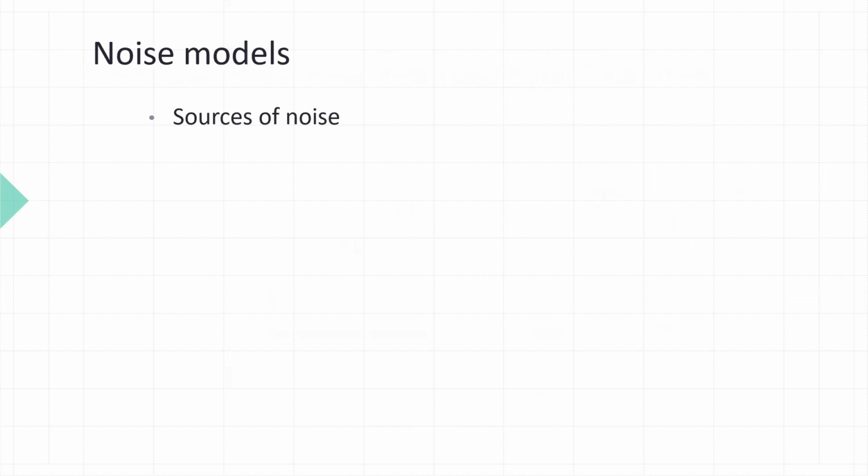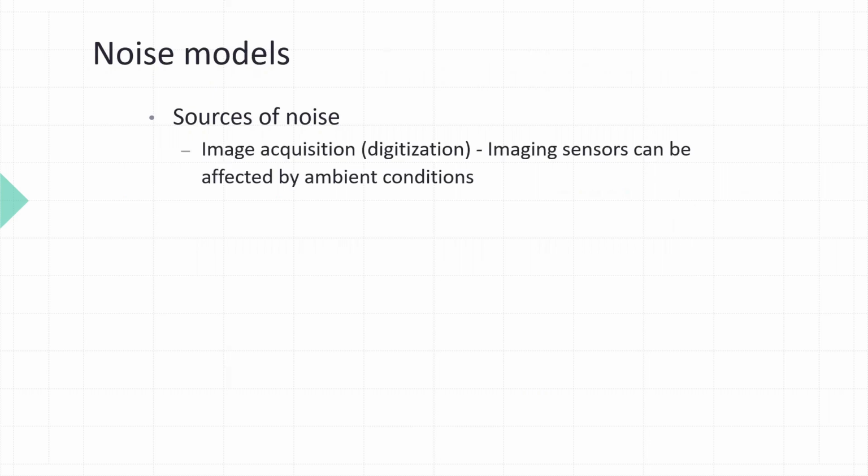Let us go through the noise models. What are the sources of noise that might come into existence and distort our images? Very first one, during image acquisition, sensors can be damaged due to ambient conditions. Damage means they can work in another mode due to ambient conditions like atmospheric changes. Like if you are taking a picture during a rainy day, there might be somewhat less brightness.